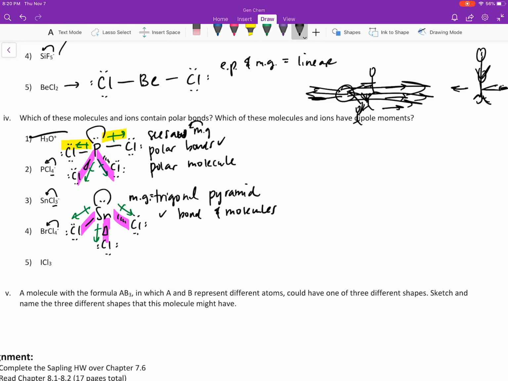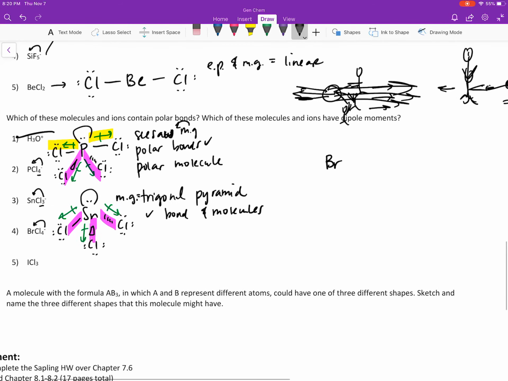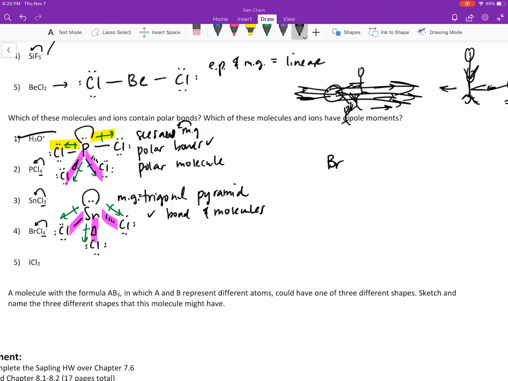BrCl4. Bromine with 4 chlorines. Bromine wants to have 7 valence electrons, 4 of which are bonds, which tells me that the other 3 plus the 1 electron must be lone pairs. So remember, you have to get pretty quick at these structures.